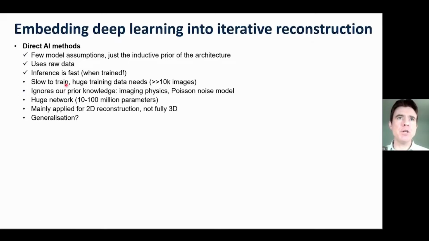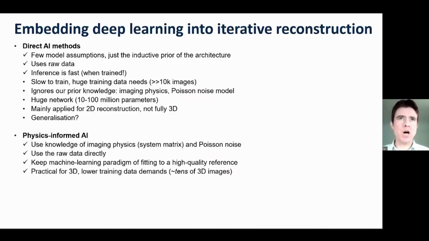However, they're going to be slow to train, with huge training data needs, many training pairs required. It also ignores our knowledge of the imaging physics, ignores our Poisson noise model, and has a huge network as mentioned, mainly demonstrated for 2D reconstruction. Then you've got this question of generalization. If you're doing some kind of XY linear regression, for example, as long as you're sampling your domain of interest adequately in your training data, then you're okay. But of course, with unseen data, you don't know what's in the field of view. Are these methods going to give you a result that is fully trustworthy? In other words, generalization needs to be considered.